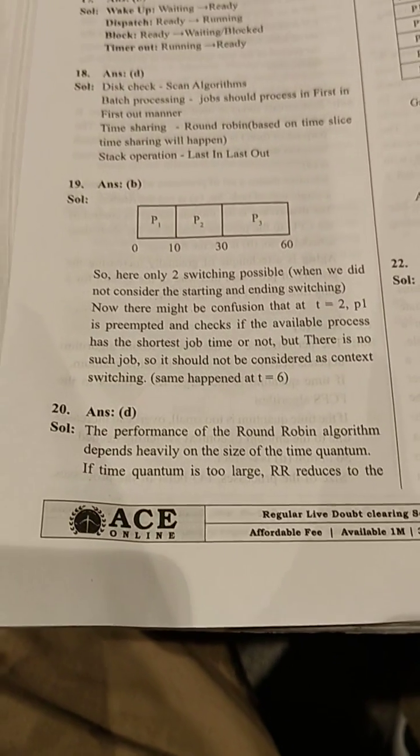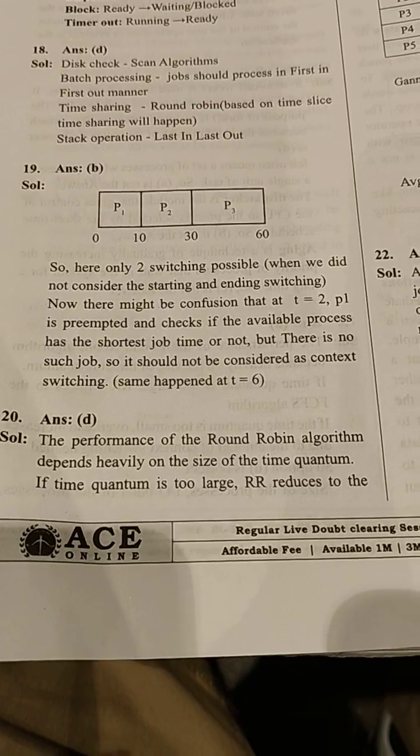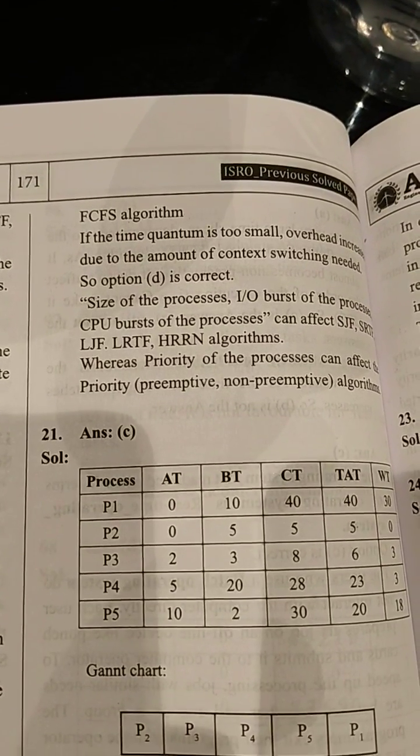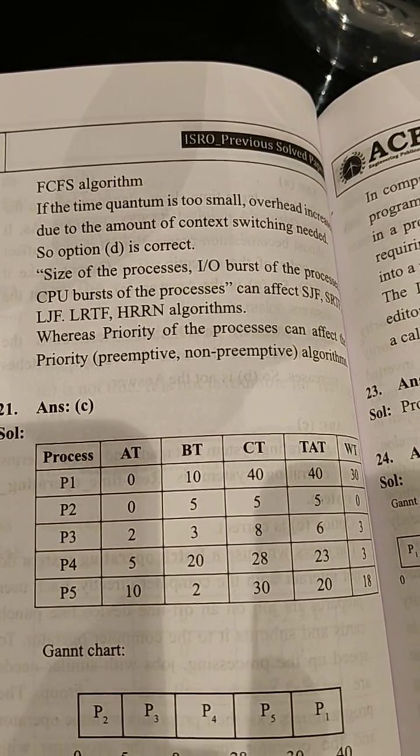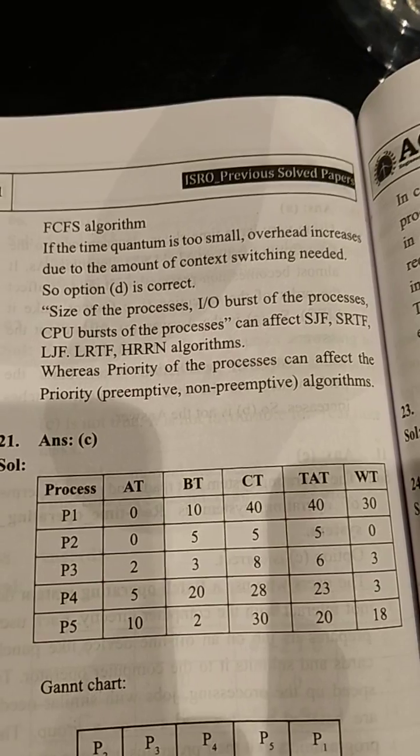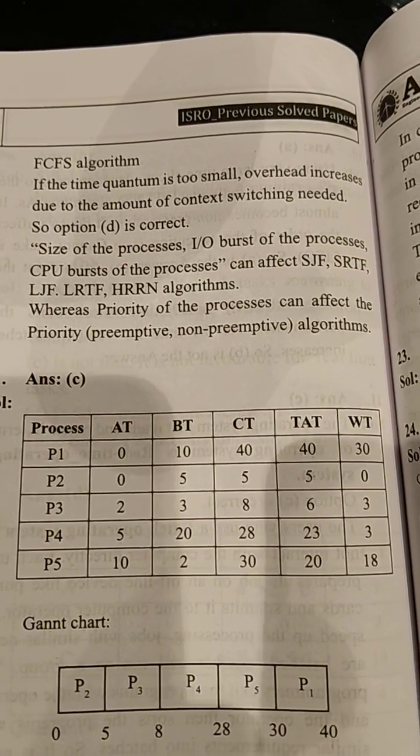The performance of the round robin algorithm depends heavily on the size of the time quantum. If the time quantum is too large, round robin reduces to the FCFS algorithm, first come first serve. If the time quantum is too small, overhead increases due to the amount of context switching needed. So option D is correct.